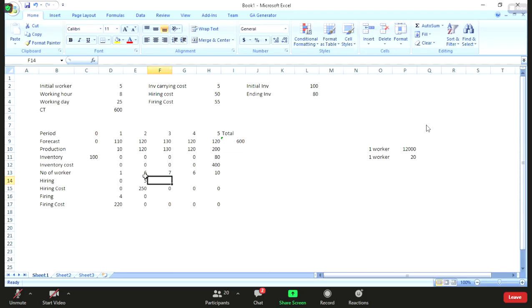Now we have 6 workers. But in period 3, we need 7 workers. It means that we need to hire another 1 worker. So here we need to hire 1 worker. Okay, so done. There is no firing. Please be careful. Now we have 7 workers, but in period 4, we need only 6 workers. It means that we need to fire 1 worker. We have no hiring.